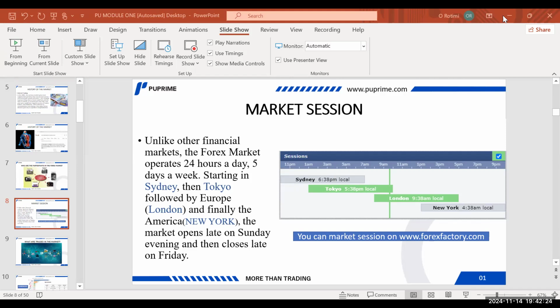And this overlap session happens twice in a day. The first one is at 8 a.m. to 10 a.m. And the second overlap session is between 1 p.m. to 5 p.m. This one is a 4-hour period. The first one is 2 hours. The second one is a 4-hour.